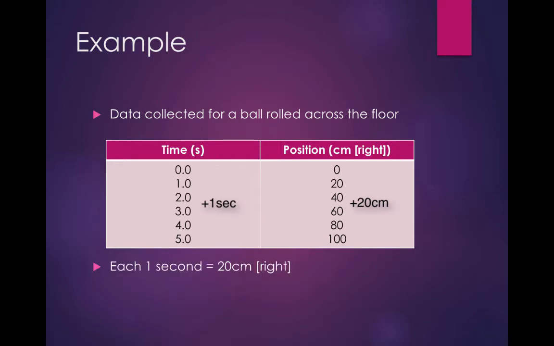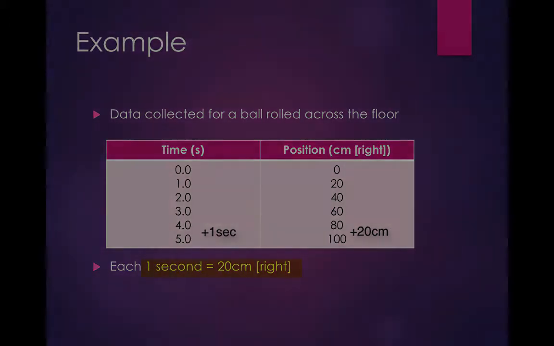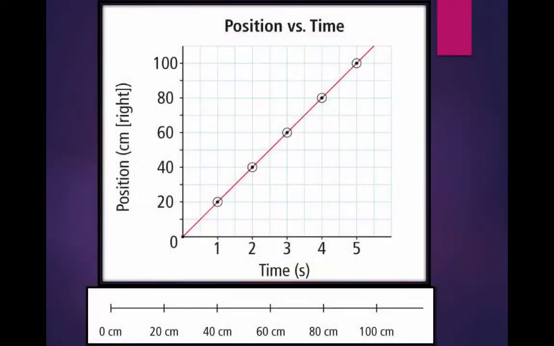For each 1 second time interval, the change in position, also known as the displacement, is 20 centimeters to the right. If we graph the data as position versus time, where position is the dependent variable and time is the independent variable, you can see we get a straight line. A straight line on a position time graph is a positive indicator of uniform motion. It displaces plus 20 centimeters per second.